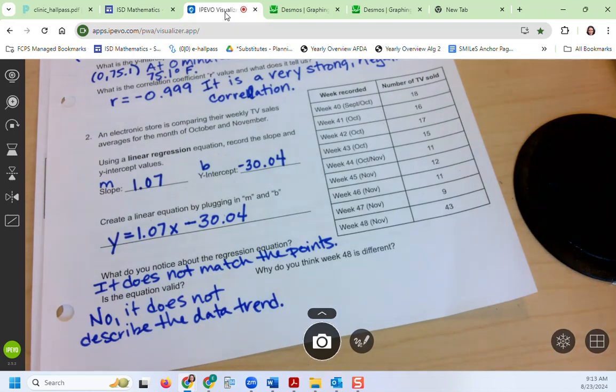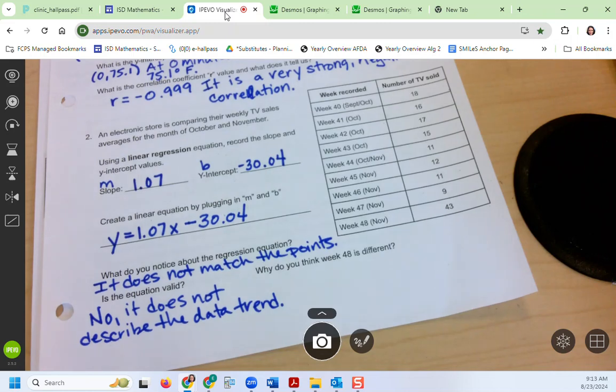All right, and I already know one person had an idea about why week 48 was different. Raise your hand if you have an idea about why week 48 was different. I see one hand over there, one hand up front. Ian, what are you thinking? Black Friday. And Henry, you were thinking the same thing? Yeah. And then I got that from Omar earlier also.